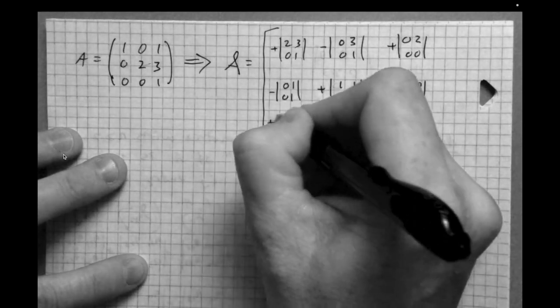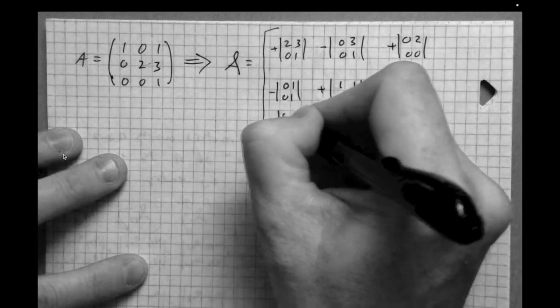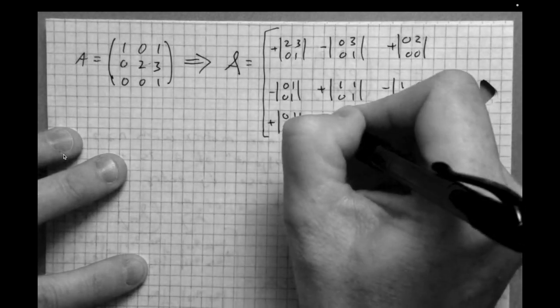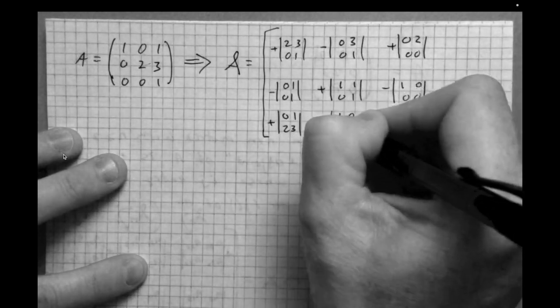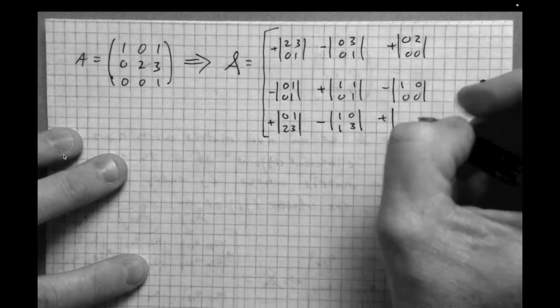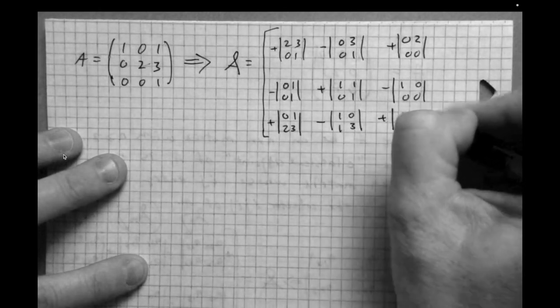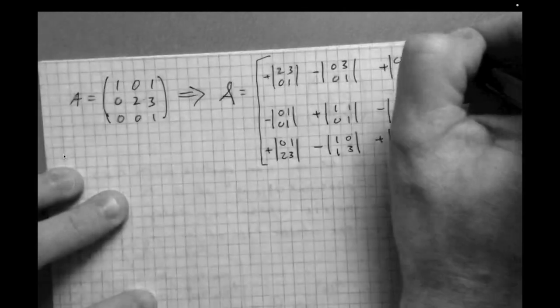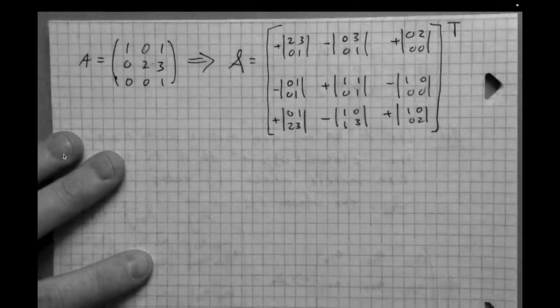And then it's positive 0, 1, 2, 3. And then it's negative 1, 0, 1, 3. And then it's positive 1, 0, 0, 2. Okay, and so this is the adjoint, but remember, we have to transpose it.